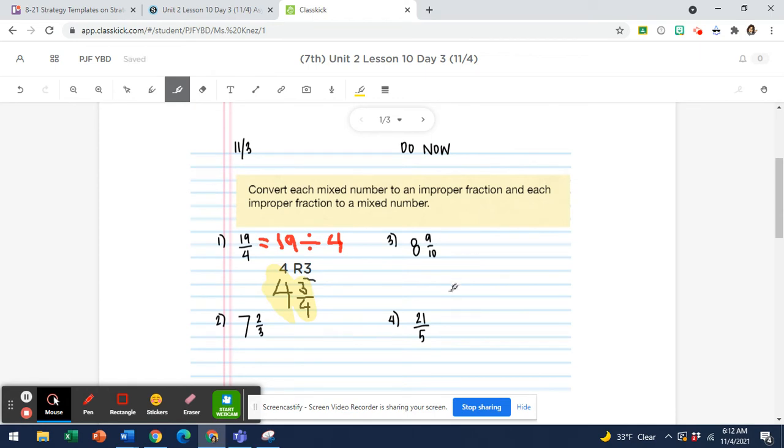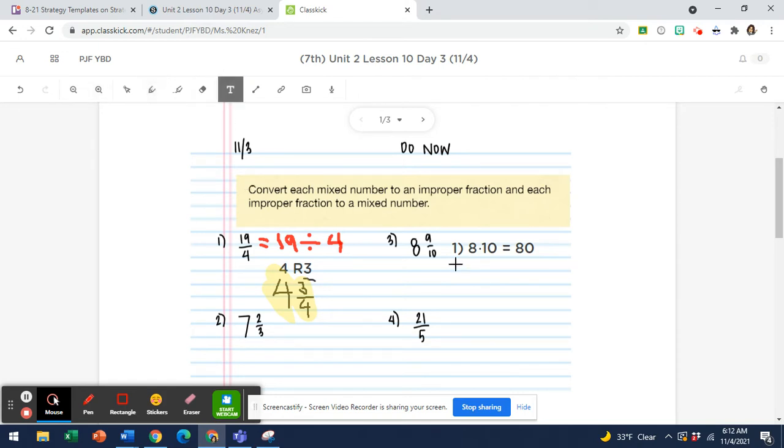Now, for going to an improper fraction from a mixed number, like in question 3, I know that my first step is to multiply the whole number times the denominator. So 8 times 10 equals 80. I'm going to draw in my dot because I don't want to be in the habit of using the x as a multiplication symbol. 8 times 10 is 80.